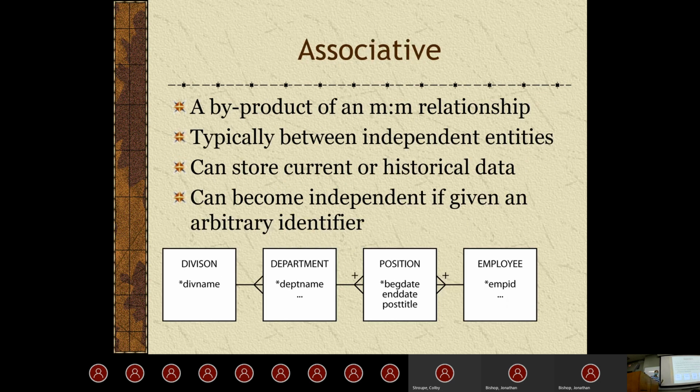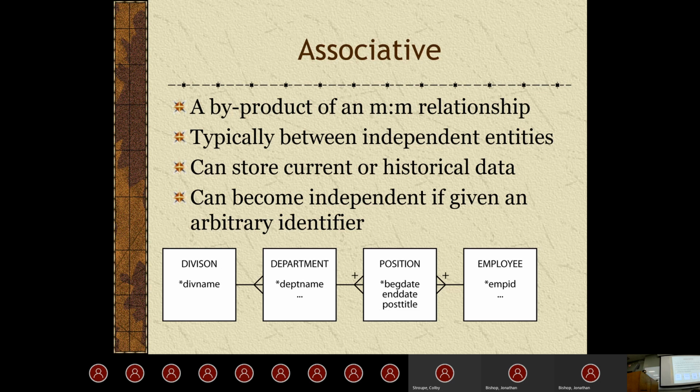Now let's contrast a little bit with the associative entity. In the associative entity, we're going to have a many-to-many relationship. We're going to break it up by adding in another entity in between those two that basically takes the attributes, or specifically takes the primary keys from the other two entities, two or more entities, I should say, and it forms those into a composite key.